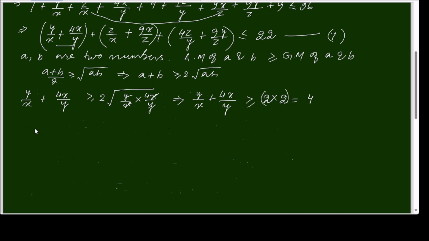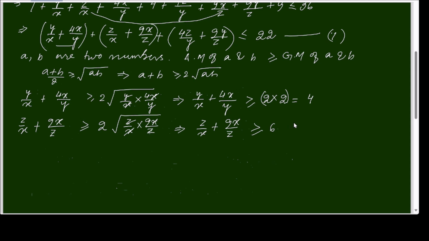Now for the second pair, z over x plus 9x over z is greater than or equal to 2 times square root of z over x into 9 times x over z. So here I'll get z over x plus 9x over z is greater than or equal to 2 times square root of 9, which is 3. So this will be 6.